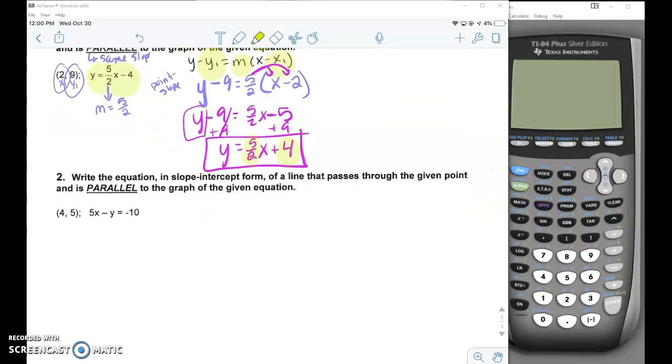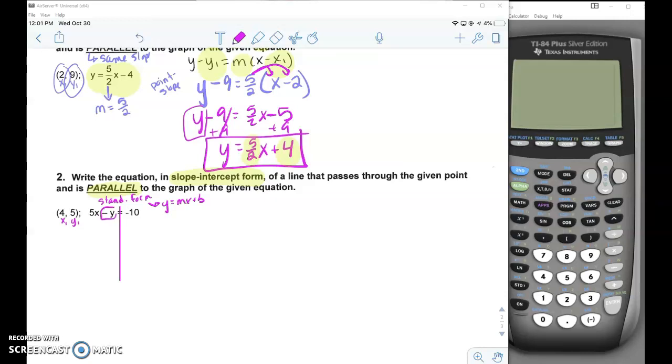Number 2, write the equation again in slope-intercept form of a line that passes through the given point and is parallel to the graph of the equation. We need to go through the point 4, 5, and parallel to 5x minus y equals negative 10. Guys, this is in standard form, so that means we don't know the slope. We have to first solve this for y equals mx plus b so that we know the slope.